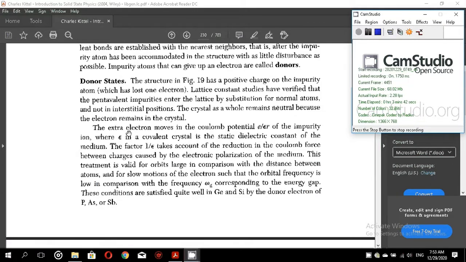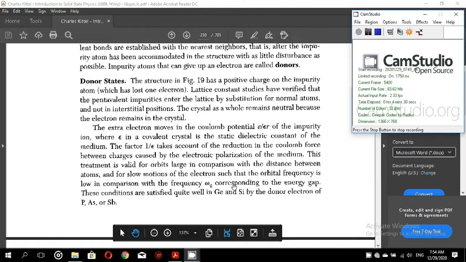Let's see, the extra electron moves in the Coulomb potential e over epsilon r of the impurity ion, where epsilon in a covalent crystal is the static dielectric constant of the medium. The factor 1 over epsilon takes account of the reduction in the Coulomb force between charges caused by the electronic polarization of the medium. This treatment is valid for orbits large in comparison with the distance between the atoms, and for slow motions of the electron such that the orbital frequency is low in comparison with the frequency omega g corresponding to the energy gap. So these conditions are satisfied quite well in germanium and silicon by the donor electron of phosphorus, arsenic or antimony.